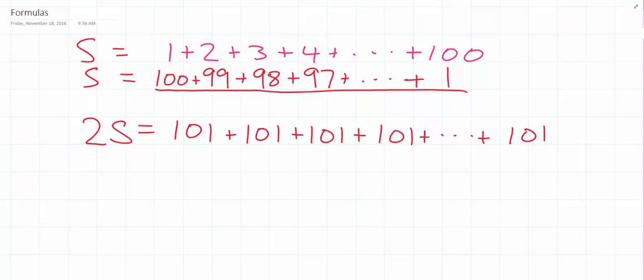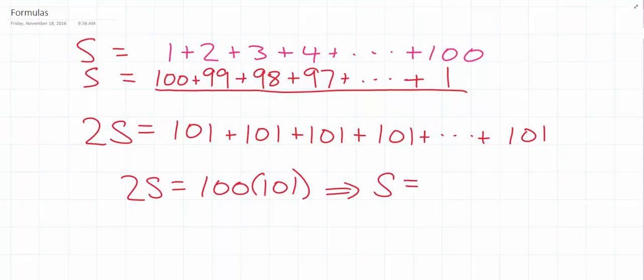Now, that's twice the sum. How many of those 101s are there? Huh? Dalmatians? 101 Dalmatians. Now, how many are there? There's 100. Yeah, there's 100. So 2s equals 100 of these bad boys. Now I divide by 2 because I don't want double the sum. I want 1 times the sum. And what I get is the sum is equal to 100 times 101 over 2, right? So that's the sum, right? It's 50 times 101.